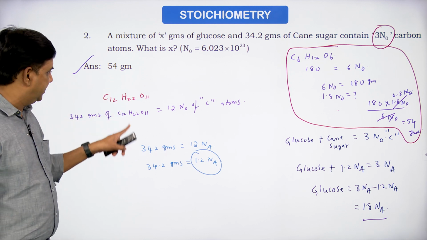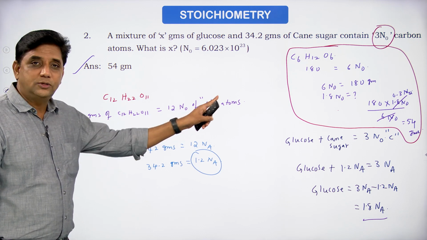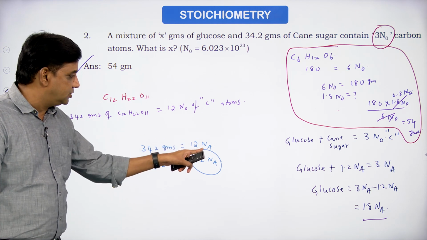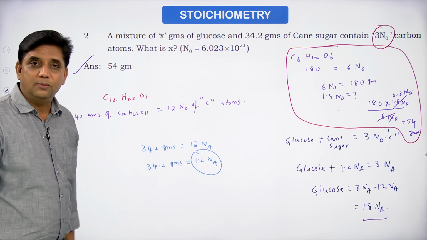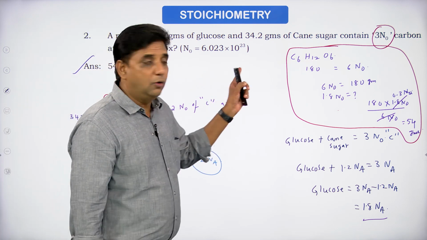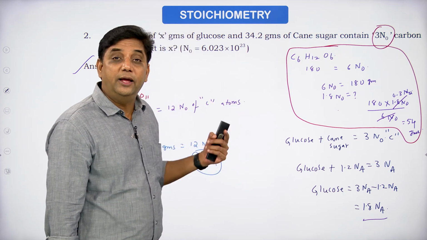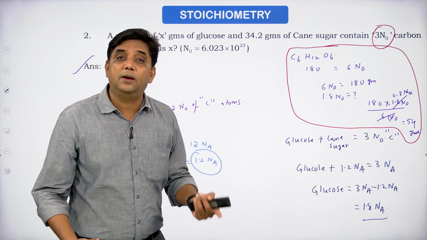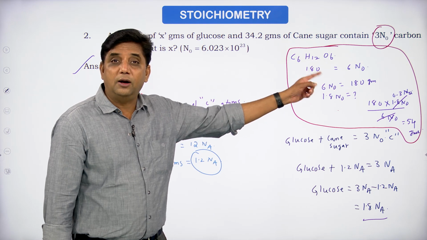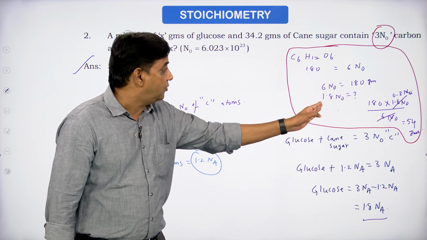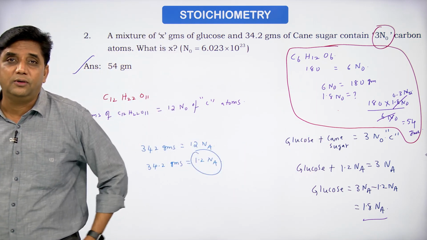You start from here, students. 342 grams of cane sugar contains 12 moles of carbon atoms. So, 34.2 grams contains how much? 1.2 moles of carbon atoms. Total in glucose and cane sugar is 3 moles. The cane sugar alone contains 1.2 moles. Therefore, glucose contains how much? 1.8. So, according to the molecular formula, 6 moles of carbon atoms are present in 180 grams of glucose. Therefore, 1.8 moles of carbon atoms are present in how many grams? That is equal to 54 grams.